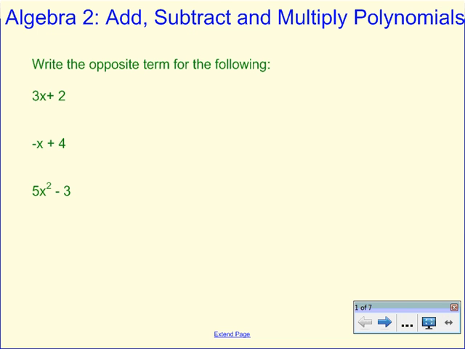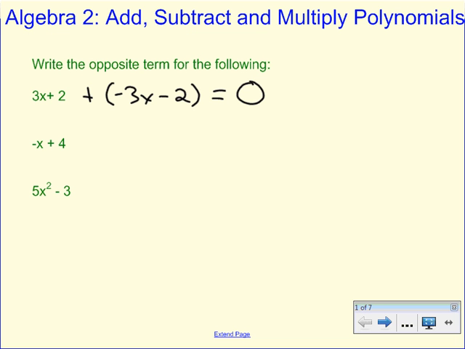So we have 3x plus 2. The opposite term will be, if I added them together, they'll equal 0. So for 3x plus 2, I'm going to add the term negative 3x minus 2, so that when I add them together, it will be 0. So 3x minus 3x, 2 minus 2 gives me 0.